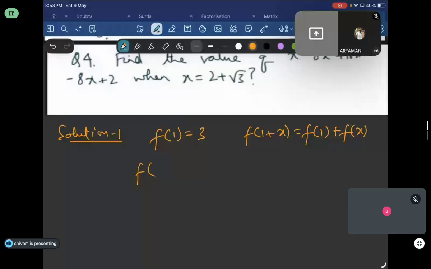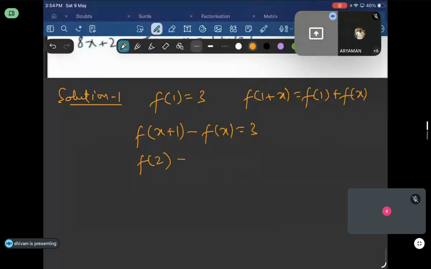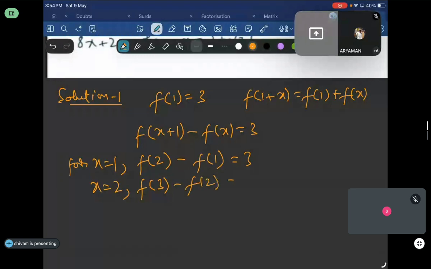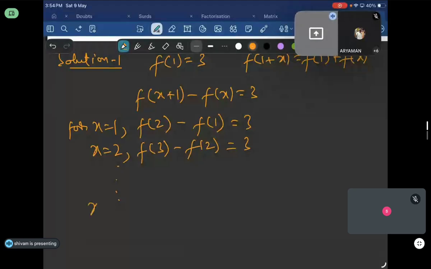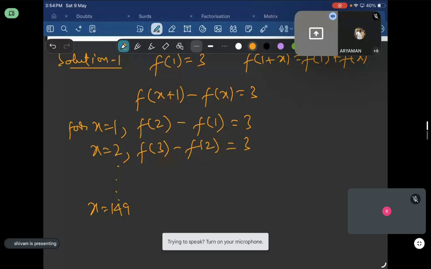Next, substituting x equal to 1, what are we getting? f of 2 minus f of 1 is 3. For x equal to 2, we are going to get f of 3 minus f of 2 is equal to again 3. Dot dot dot. For x equal to 149, I need to find out f of 150. We are going to get f of 150 minus f of 149 is equal to 3. Are you people getting? Ariman? Yes, sir. Let us add.